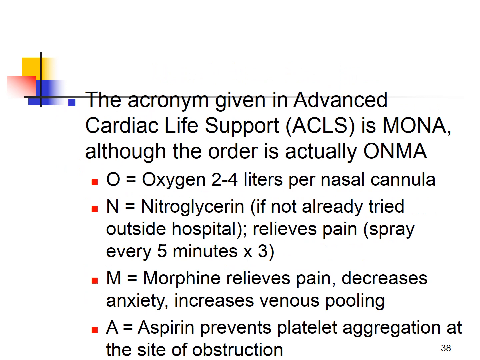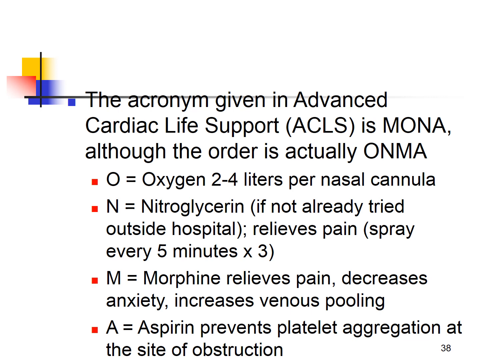There's an acronym that is given in Advanced Cardiac Life Support, ACLS, right? It's called MONA, but the order is really ONA. So O is oxygen. We want to give oxygen 2 to 4 liters per nasal cannula, unless there are other issues. And then N is nitroglycerin, right? If they haven't already tried it, try it in the hospital. Usually, like I said, 3 of them that you can do.